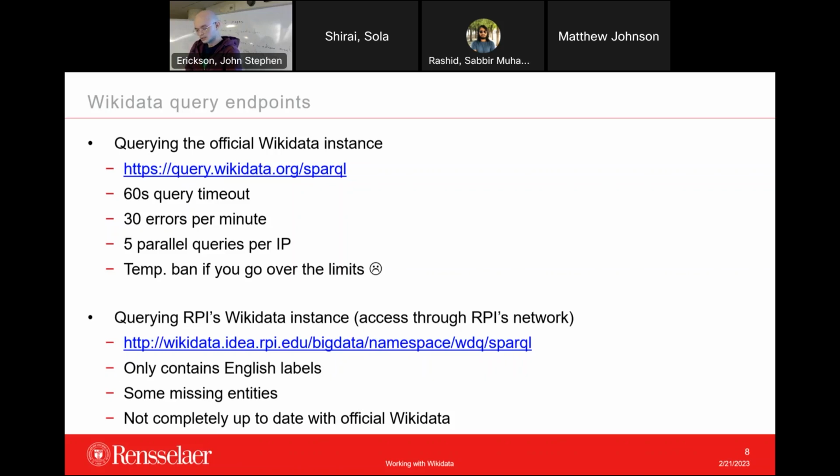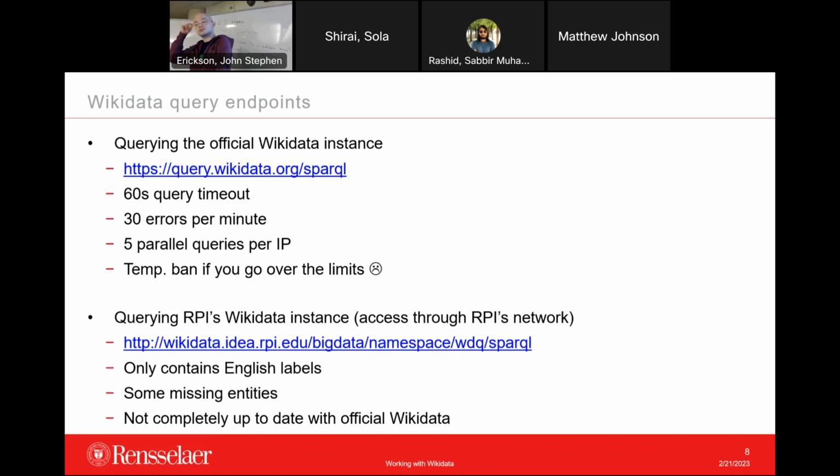Yeah, so not even going to the public one, but just from RPI's, there was an error that I encountered recently. There was an example of a railway accident that occurred quite a long time ago, and it was part of the data that I originally had acquired from the official Wikidata. But when I was trying to query for it in RPI's instance, it just wasn't there.